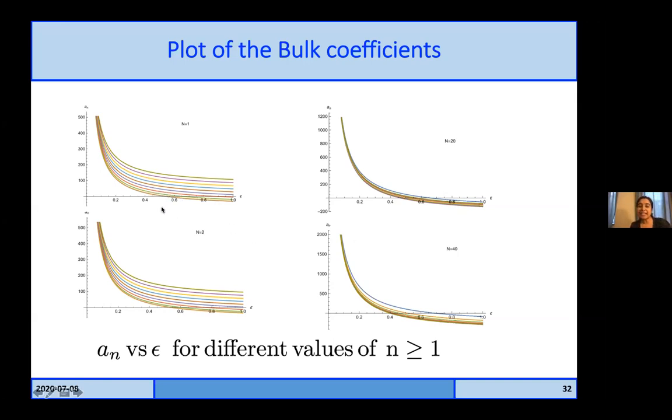It would be good to see why this starts getting negative values after a certain value of epsilon. So I don't have anything concrete to say about it right now.